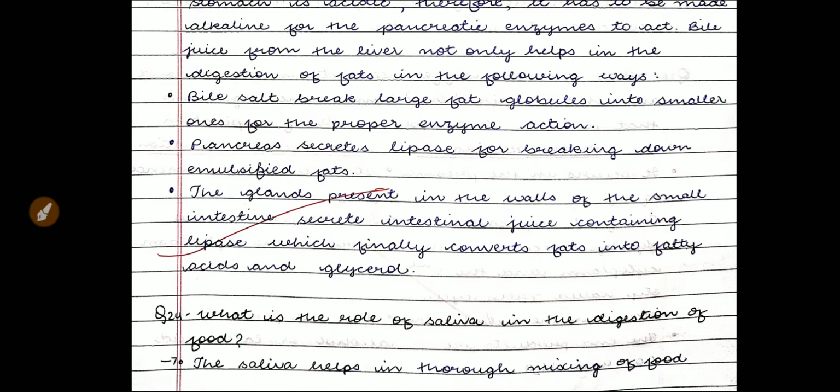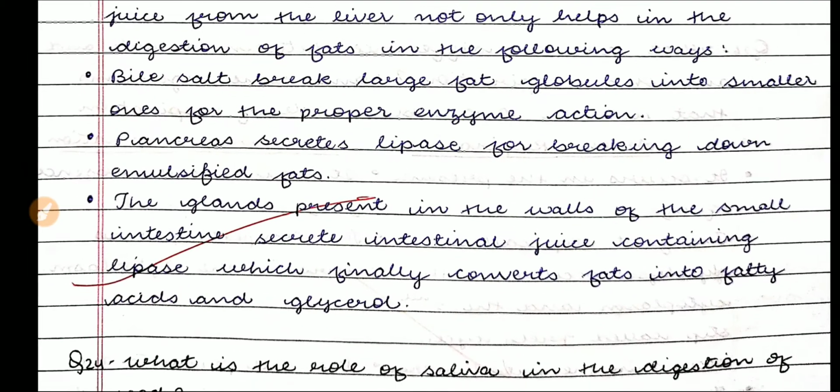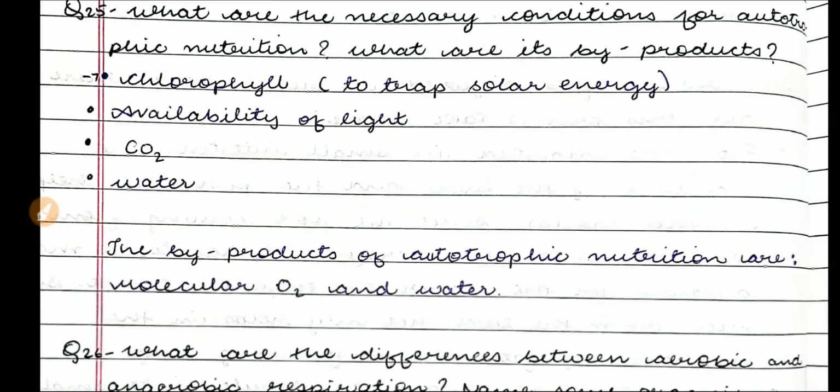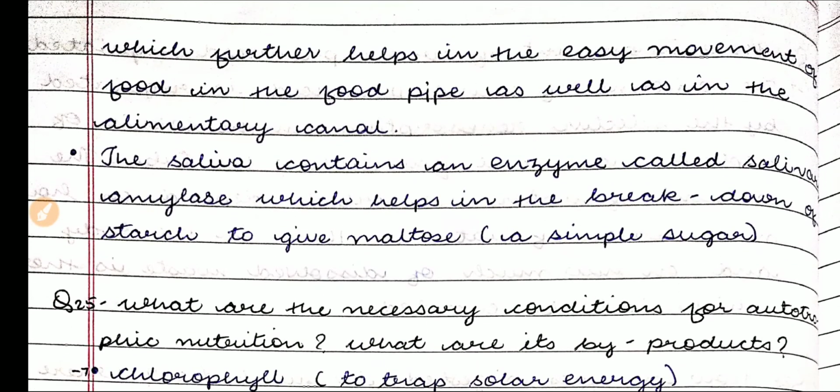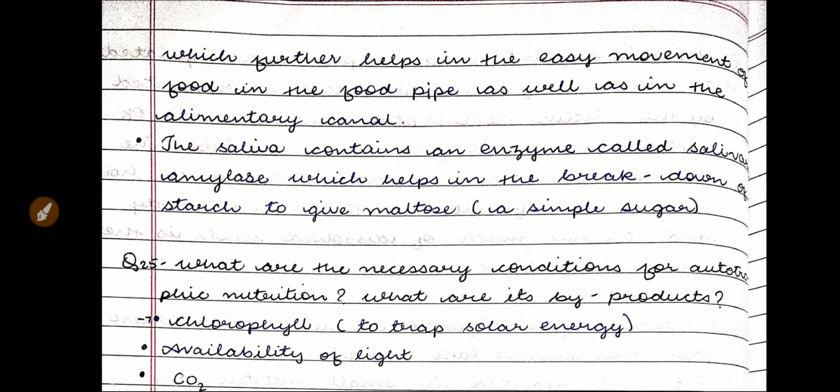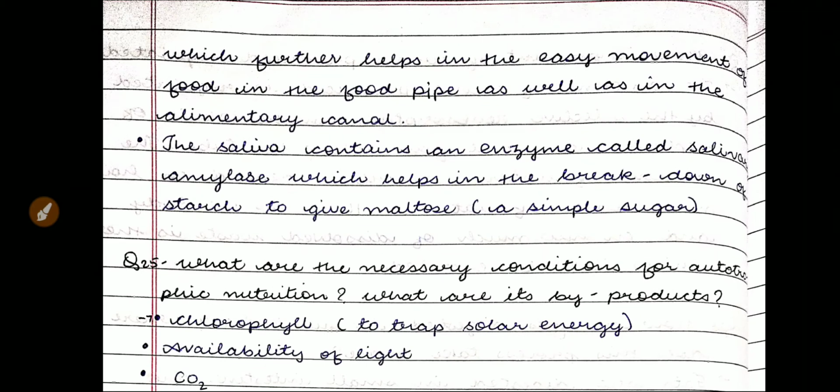What is the role of saliva in the digestion of food? The saliva helps in thoroughly mixing the food, which further helps in the easy movement of food in the food pipe as well as in the alimentary canal. The saliva contains an enzyme called salivary amylase, which helps in the breakdown of starch to give maltose, a simple sugar.